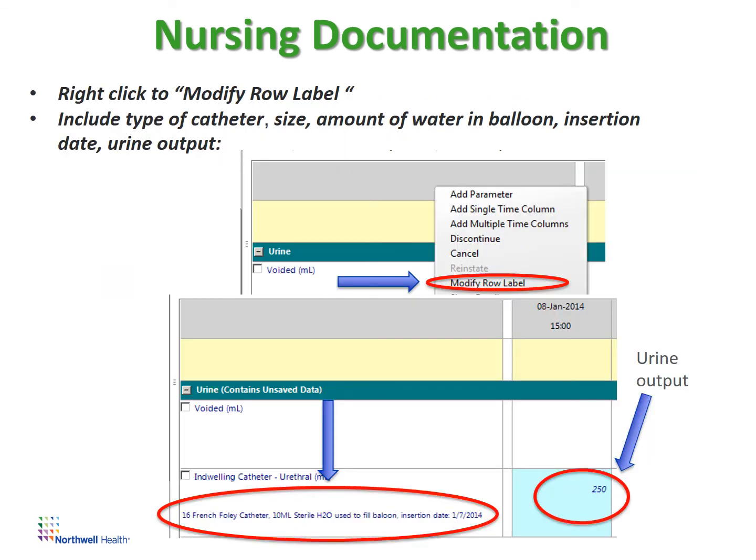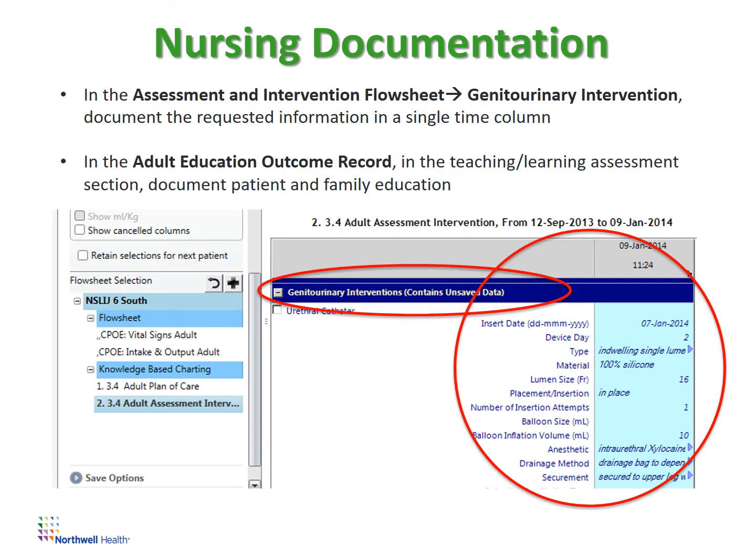Once that is selected, you will need to right-click on the field to modify row label. Here's where you can include the type of catheter, the size, the amount of water used to inflate the balloon, the date of insertion, and the urine output. You can also click on Assessment and Intervention Flowsheet, and then click Genitourinary Intervention to document the information requested in a single time column. Any patient and family education should be documented in the Adult Education Outcome Record in the Teaching Learning Assessment section.